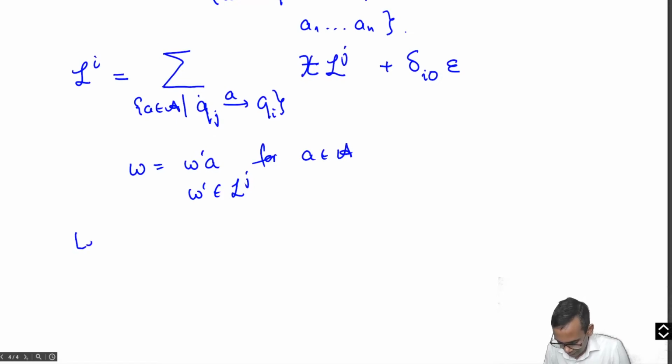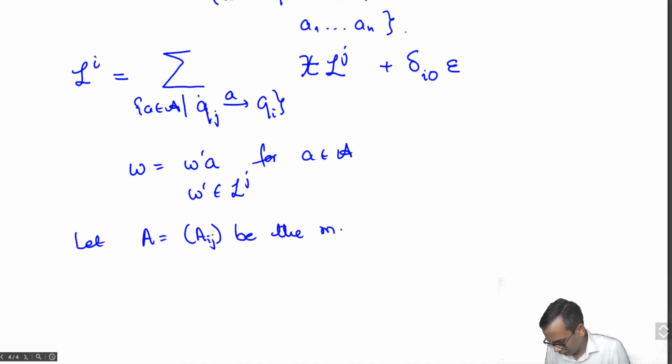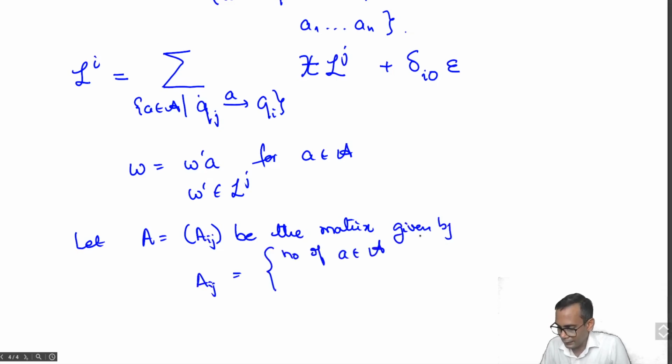Now let A be the matrix given by Aij is equal to the number of A in the alphabet such that there is an edge from Qj to Qi labeled A.